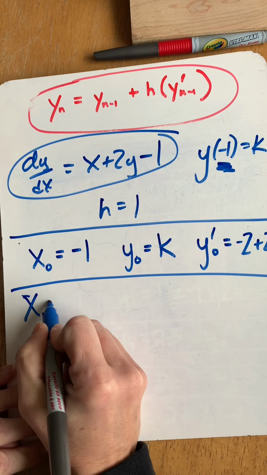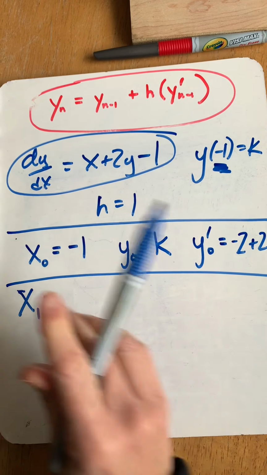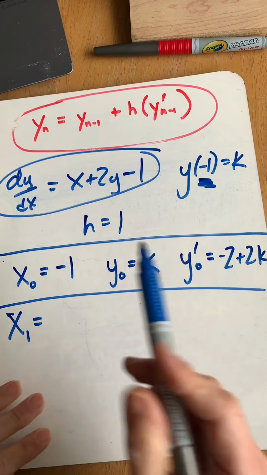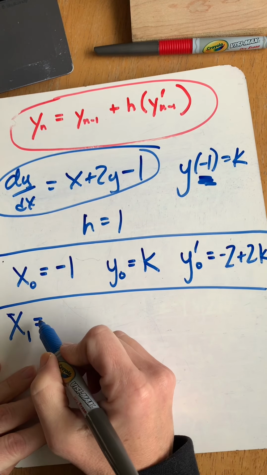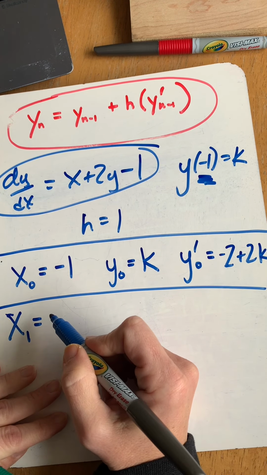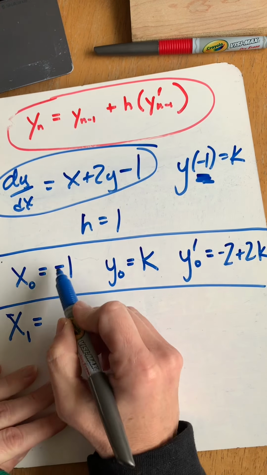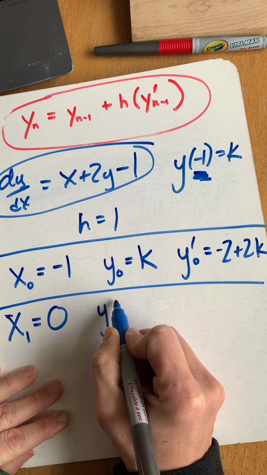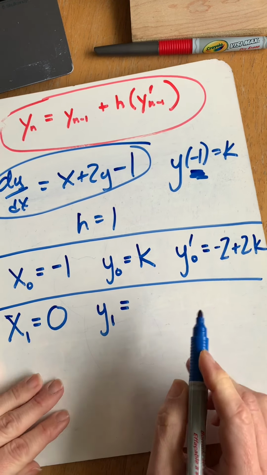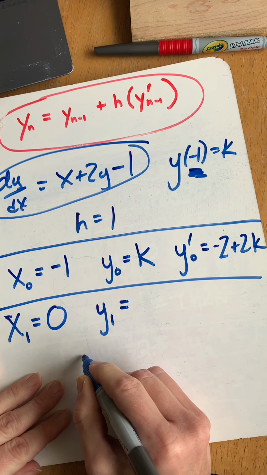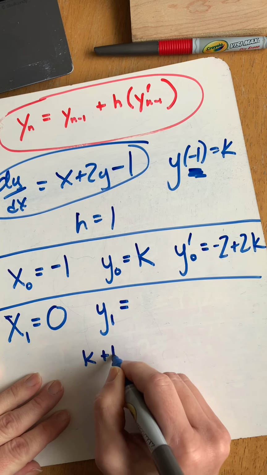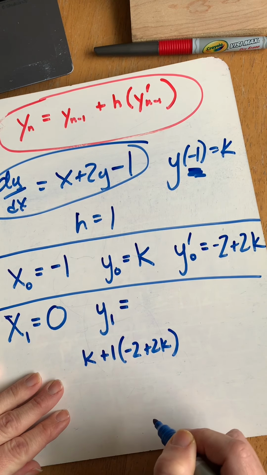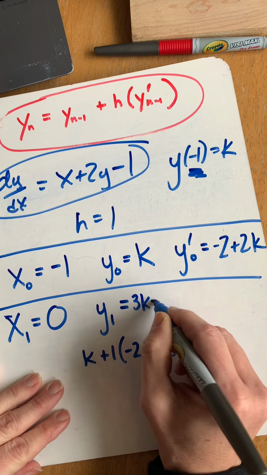So my next line, if the step size is 1, and what am I trying to get to? I'm trying to get to an x of 1. So my step size is 1, so my next x is going to be 0. My next y is going to be, using Euler's formula, the y that came before plus the step size times the derivative that came before. So I'm going to get 3k minus 2.